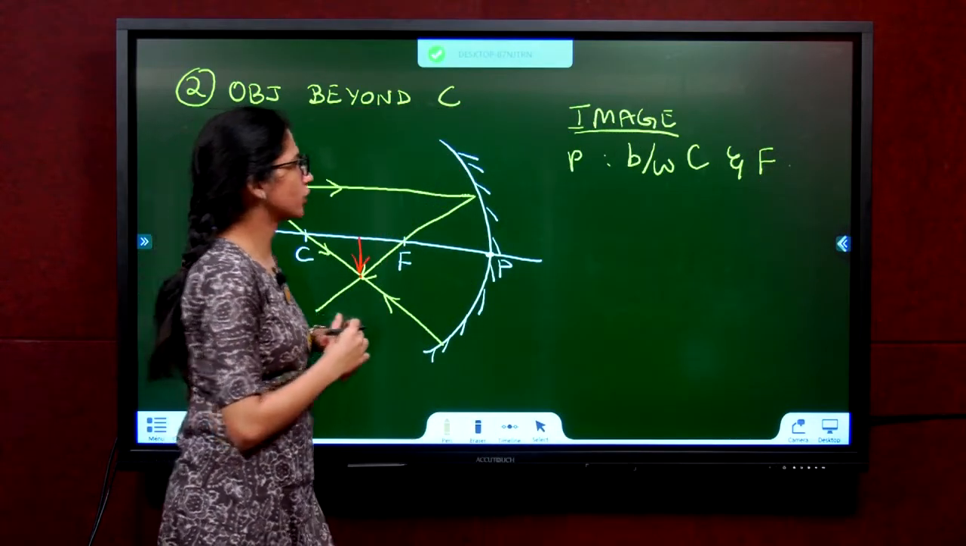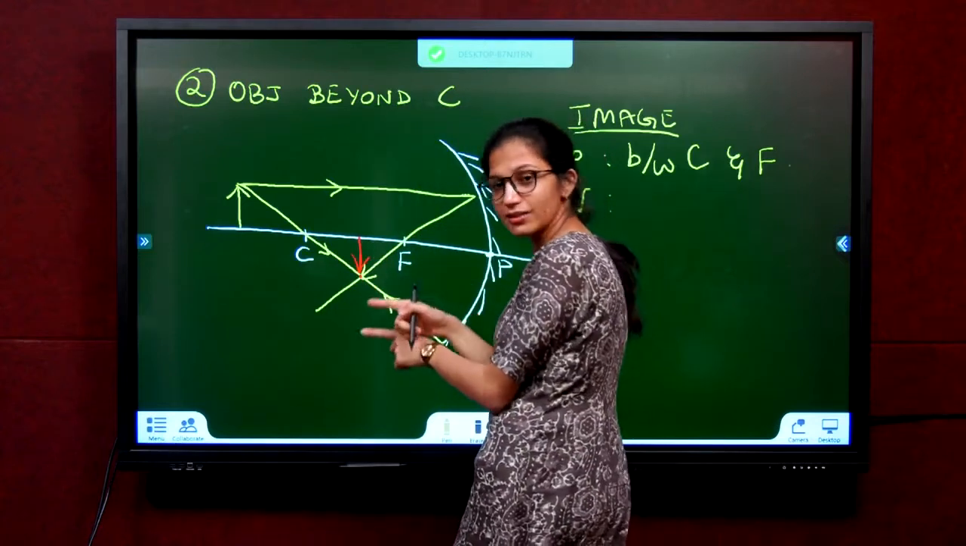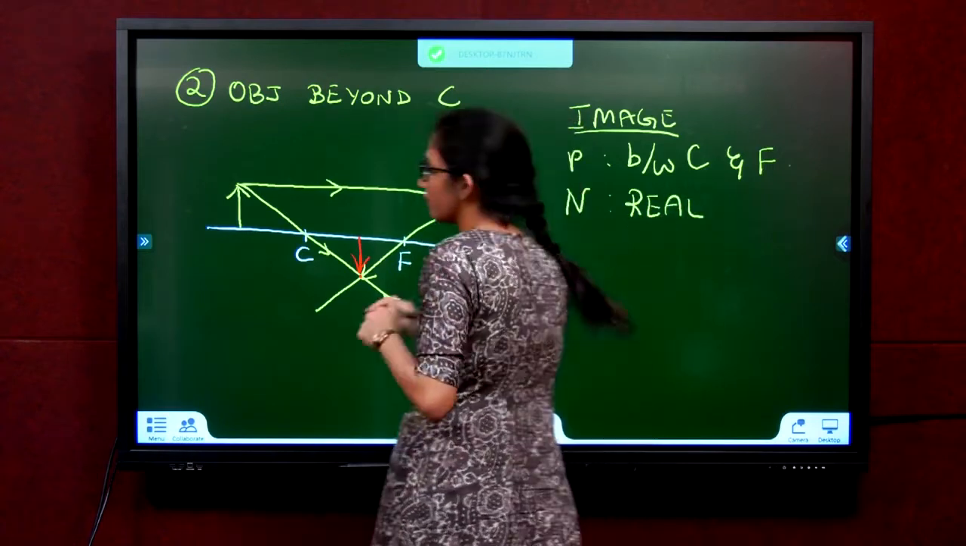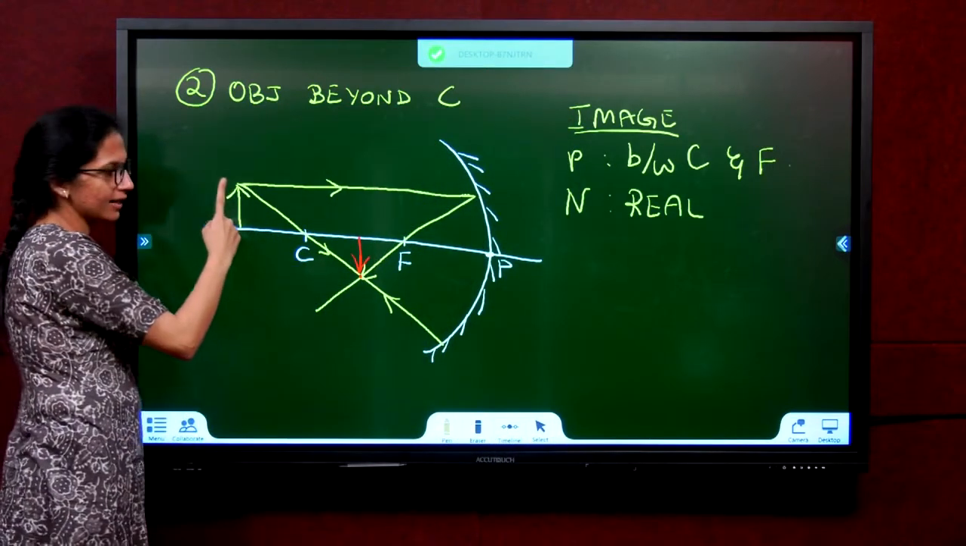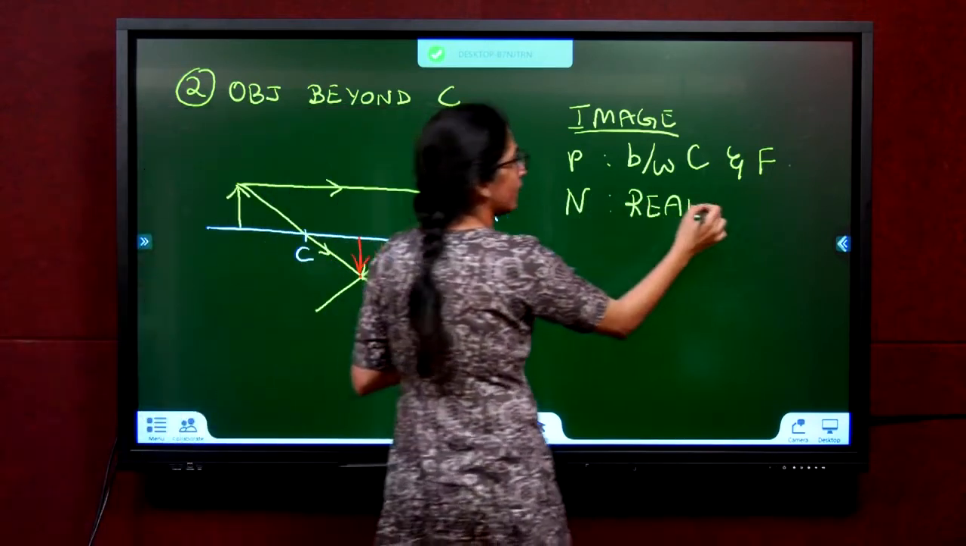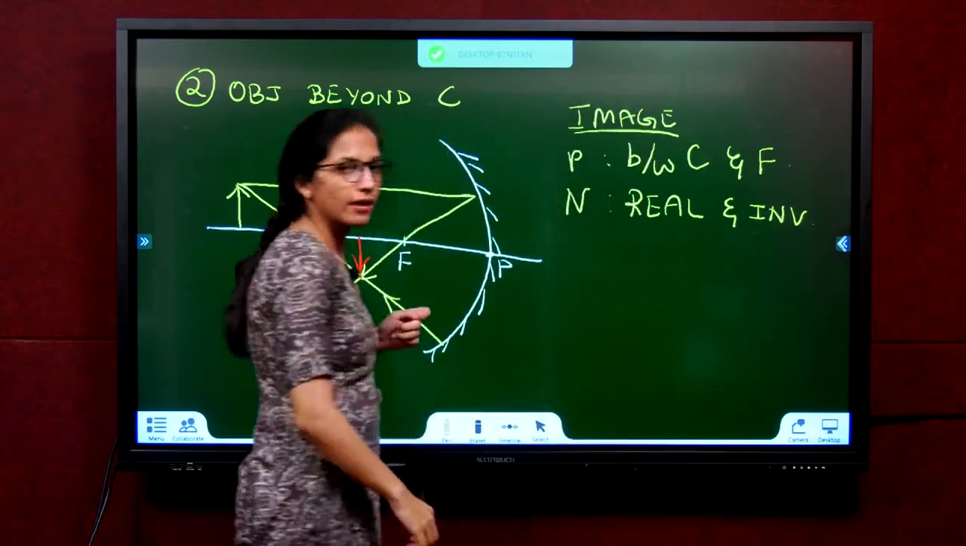Next, nature. Is it really forming? Are the lines really meeting? Yes. So the image is real. As you can see here, it is inverted. If you are standing like this, the image is formed like this. It is inverted. That is why whenever it's real, you will find an inverted image.